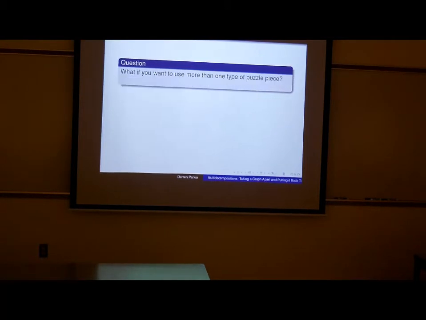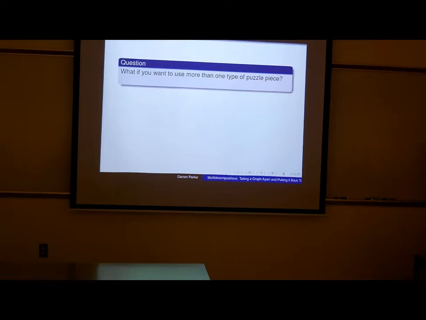All right. Great. So the research that I do with my colleagues has to do with the question of what if you want to use more than one type of puzzle piece, right? So we were using just triangles before, right? And there's actually a really rich history of really interesting problems of graph decompositions with just one puzzle piece.